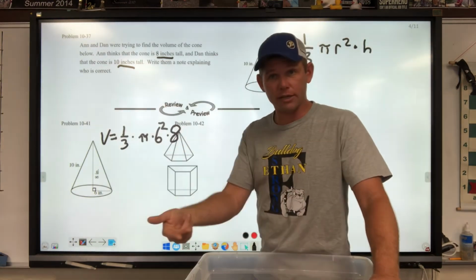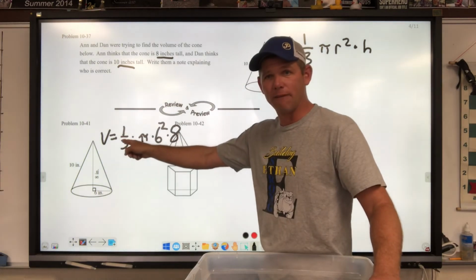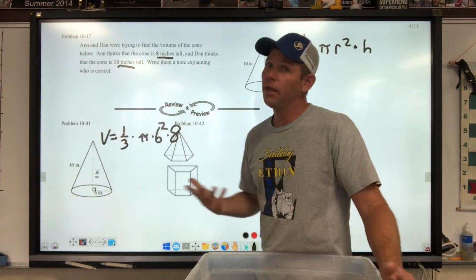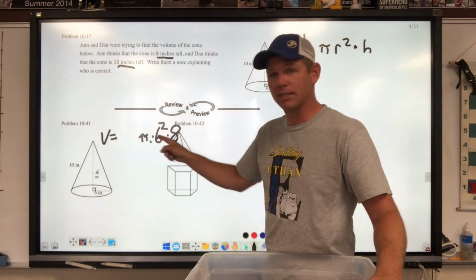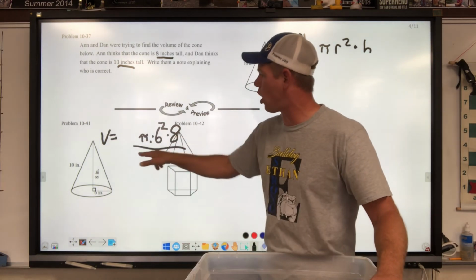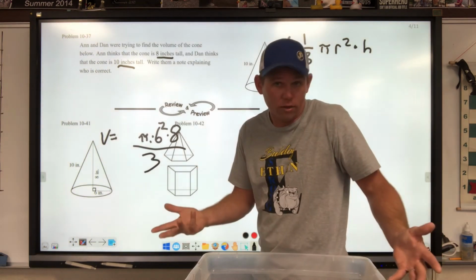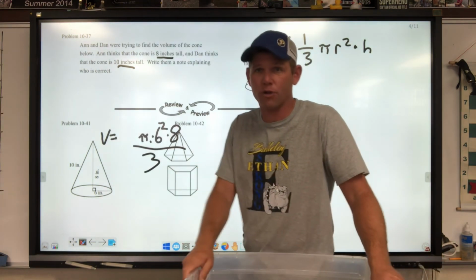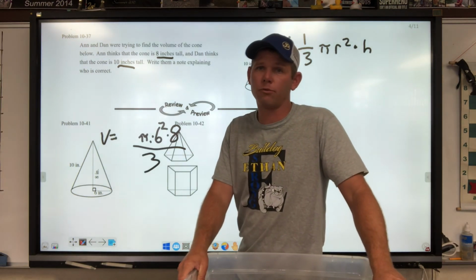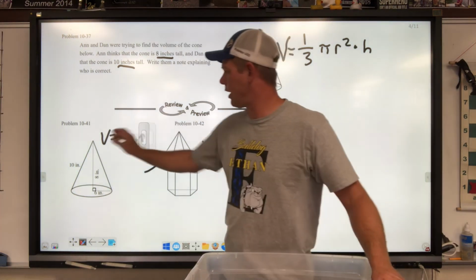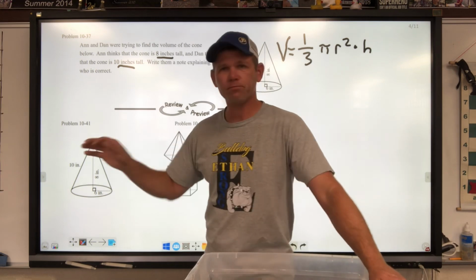Now, when you put this in your calculator, 1 divided by 3 times. That's one way. You could also type pi times 6 squared times 8 and do it all divided by 3. That's also okay. It's the same mathematical thing. Go ahead and round this to the nearest whole number. That would be acceptable. And it's in inches cubed for the record.